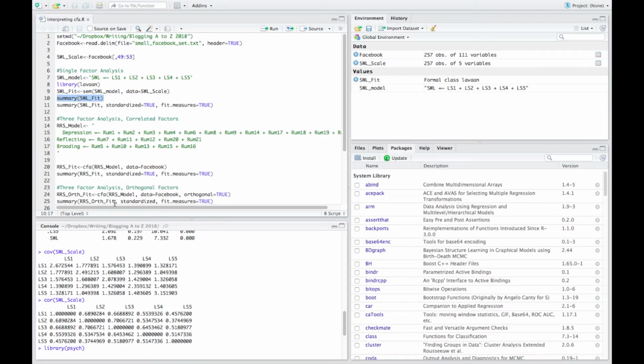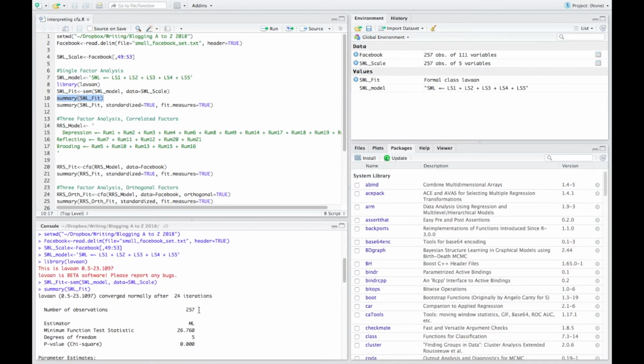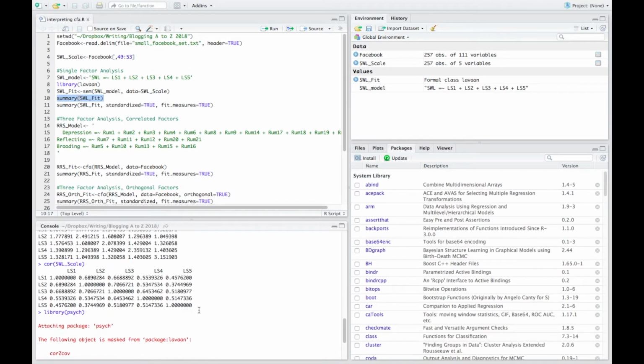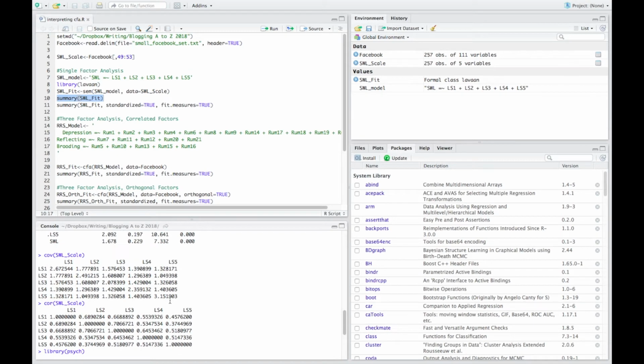So the number of inputs that we gave the program is based on this and actually just the diagonal and below because these values are the same. So we don't have 257 degrees of freedom to start with. We have less than that. We have the number of covariances that we're giving it here.